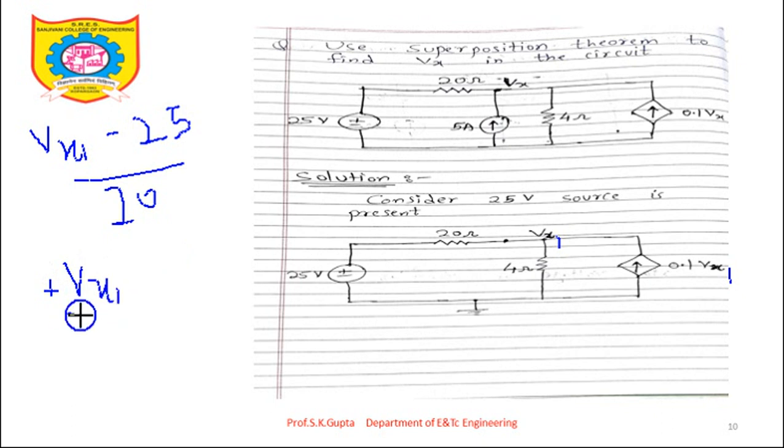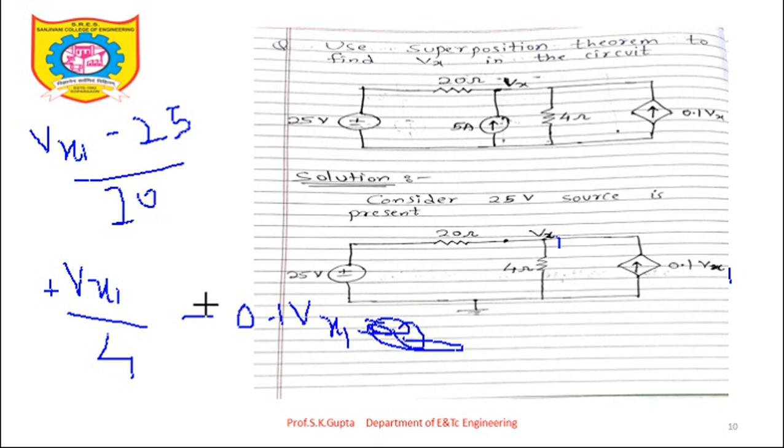Okay. So what is the value of I1? Vx1 minus 25 divided by resistance 20, plus I2 current, which is Vx1 minus 0 divided by 4, plus I3 current, which is opposite to this 0.1 Vx. So I will take minus 0.1 Vx1 equal to 0. That 0.1 Vx1 will go to that side, so it becomes plus 0.1 Vx1.